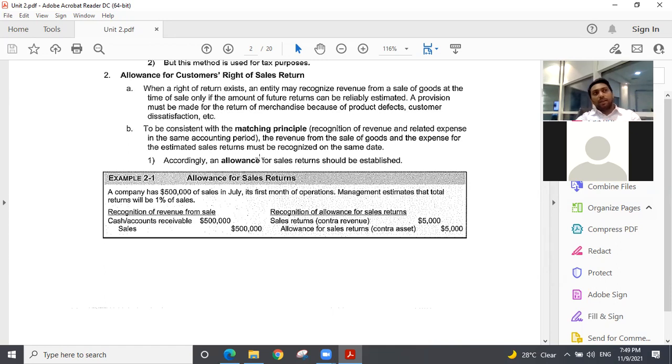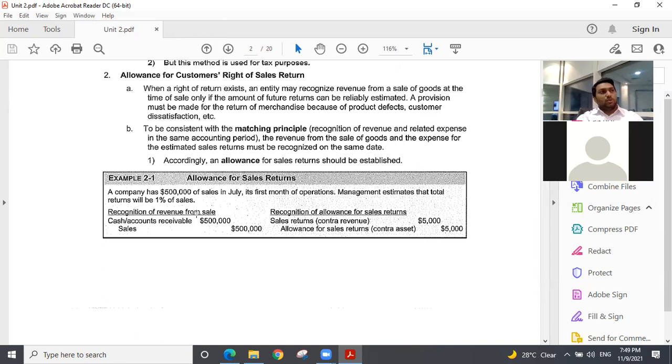So accordingly, an allowance for sales return should be established. For example, when you are in manufacturing, you might know how much percentage of your goods will come back as damaged from the customer. So when you record the sale itself, you will record the provision for returns. Clear? Provision for returns.